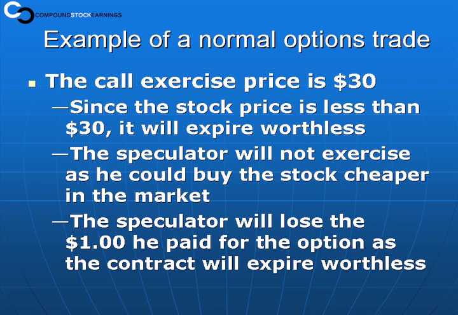So let's say the stock's $28 on that day of expiration. He doesn't want to exercise his right to buy the stock at 30, does he? He doesn't want to buy the stock at 30 when it's only 28 in the market. So the option contract will lapse, it'll expire worthless.